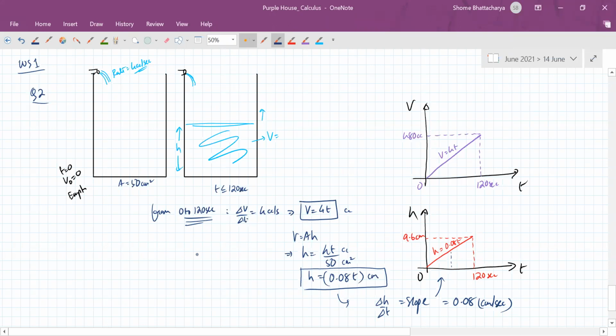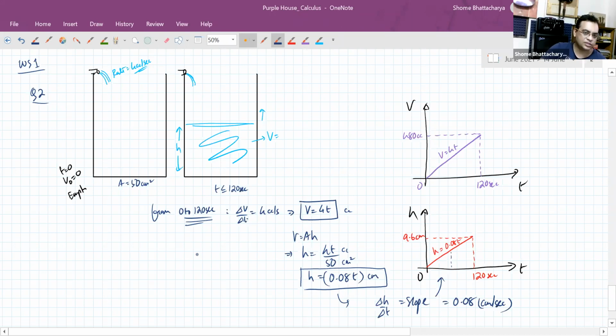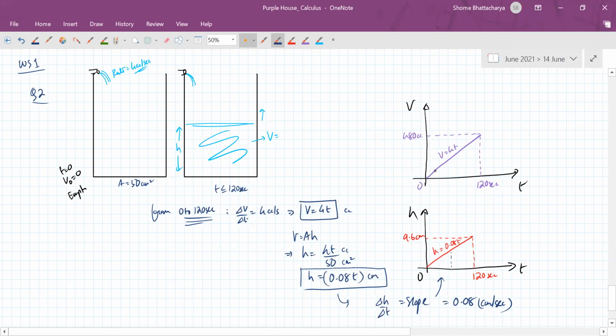Okay, sir. So these questions, my idea was just to get you used to the concept of uniform rate of change and a straight line graph. The fact that a straight line graph has uniform rate of change. So anything where the rate of change of a quantity is changing uniformly with time, it's very easy to visualize it as a straight line graph.